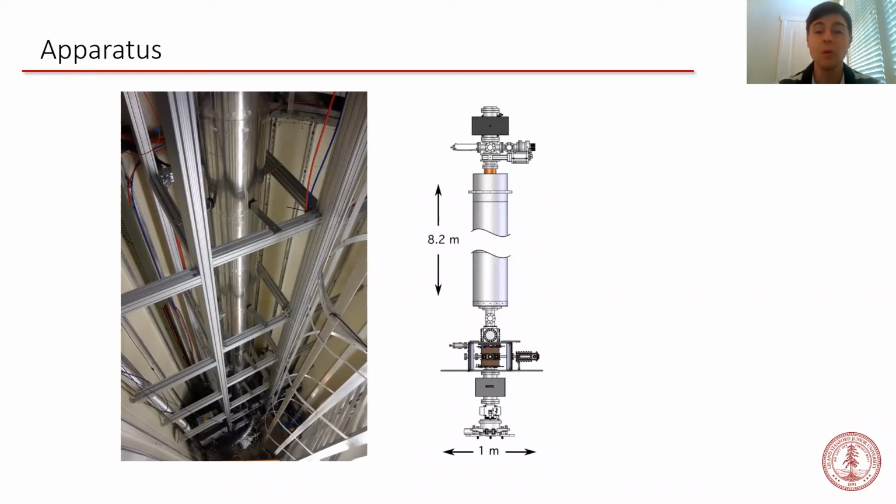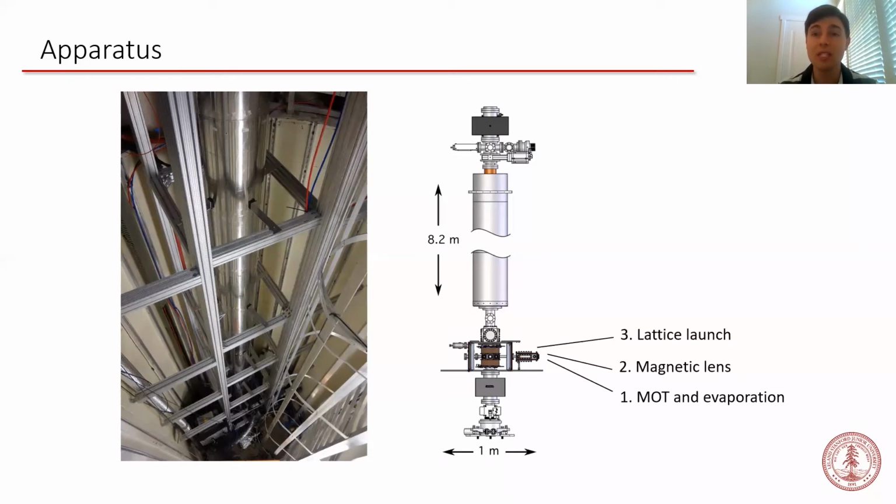Each experimental sequence begins with the production of an ultracold cloud of rubidium atoms. A two-dimensional magneto-optical trap, or MOT, pushes rubidium atoms under the tower, where they're trapped in a 3D MOT and evaporatively cooled. We manipulate the atoms with magnetic fields to reduce their kinetic energy, and then launch them into the tower with an optical lattice.